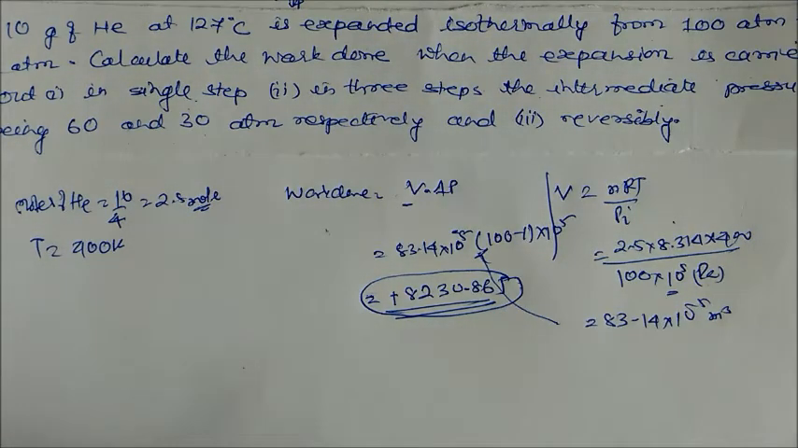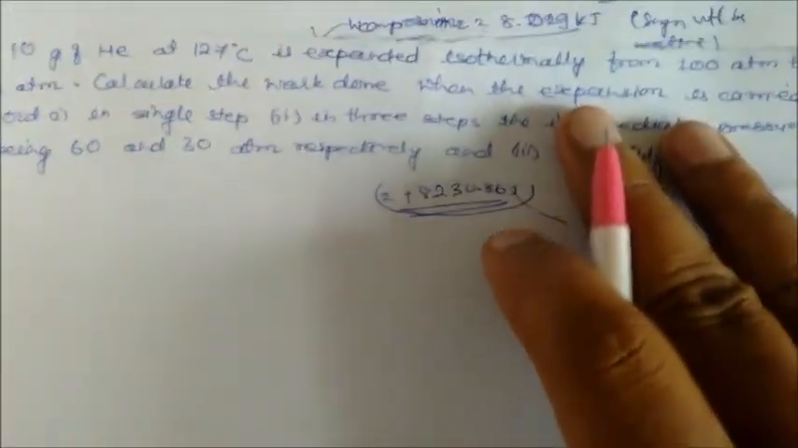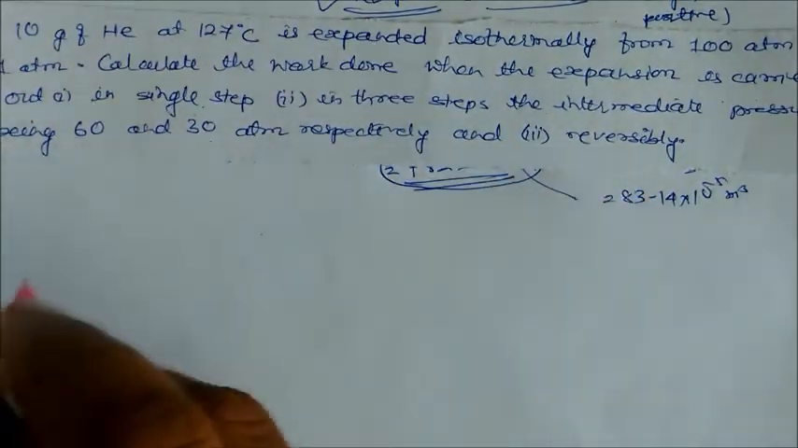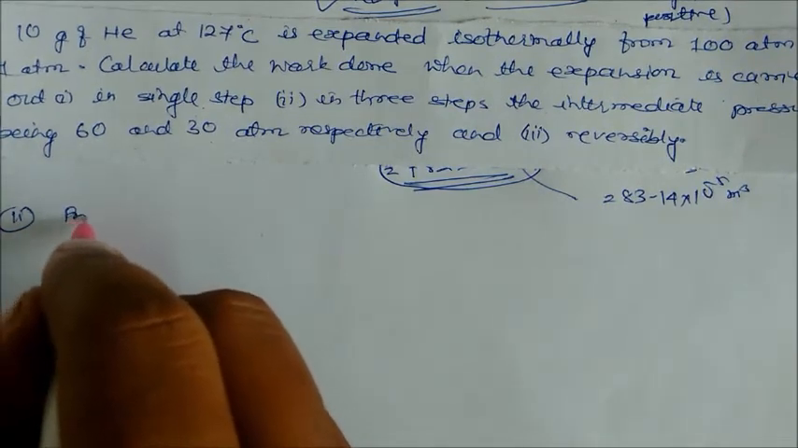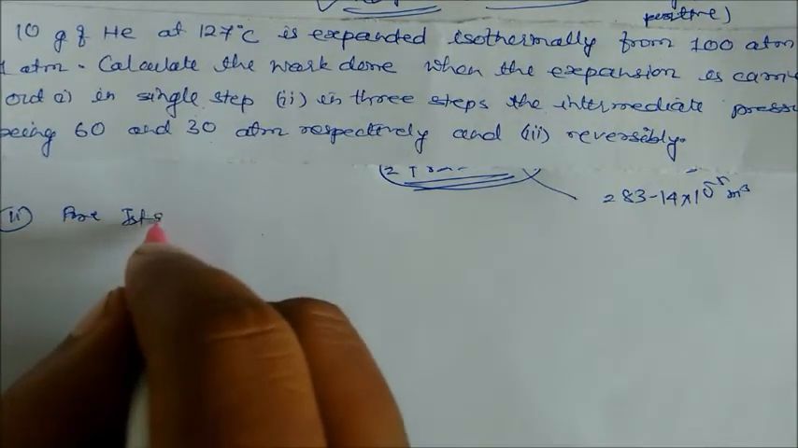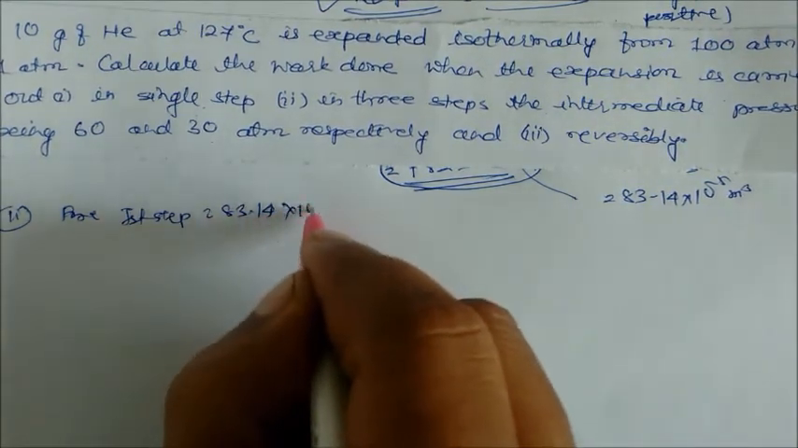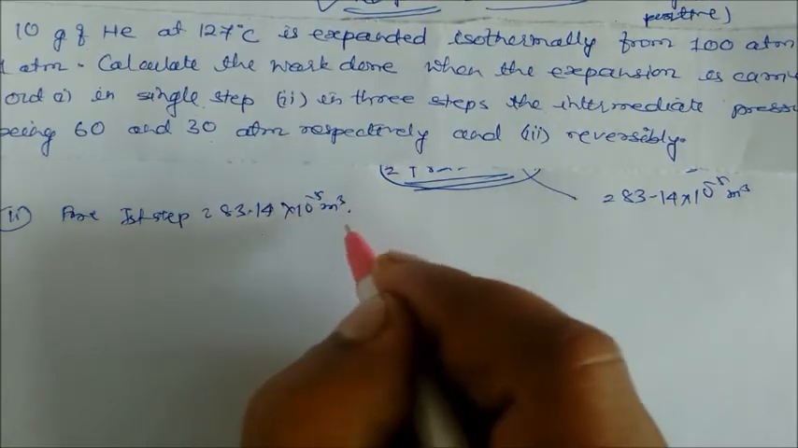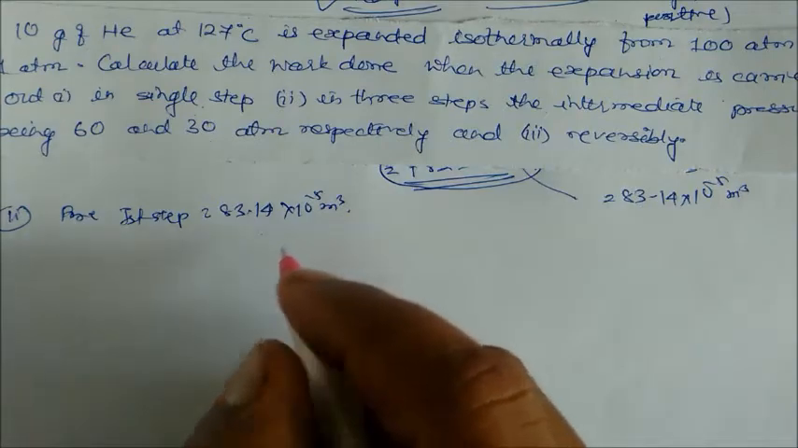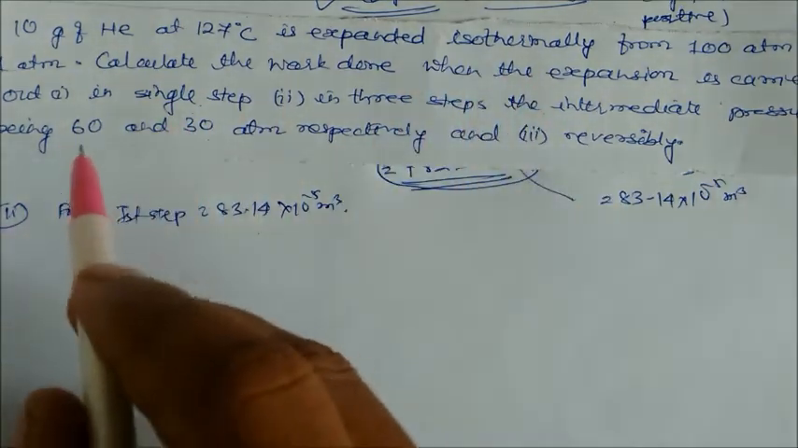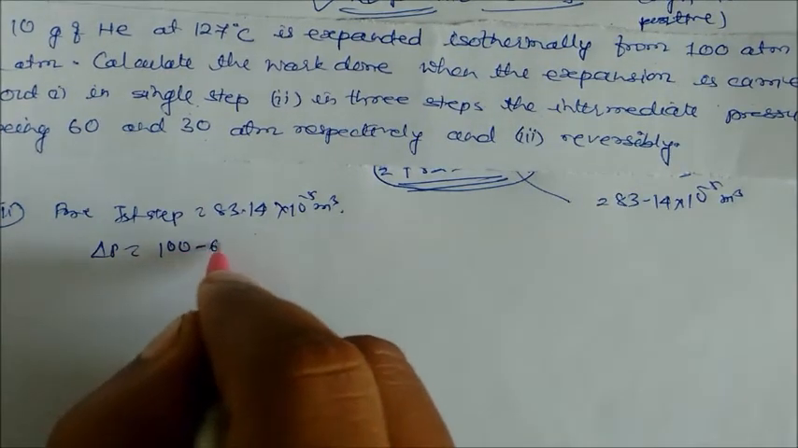Now in 3 steps. So for 3 steps, just bring this value here. Second is our 3 steps. So in 3 steps, for the first step, the volume was 83.14 into 10 to the power minus 5. So this was the volume in the first step. Again, the pressure from 100 atmosphere we are decreasing to 60. So here the change in pressure will be 100 to 60.